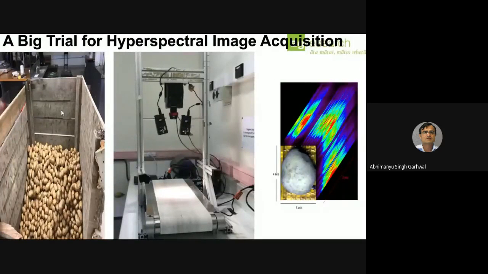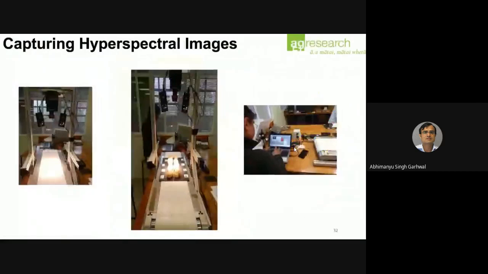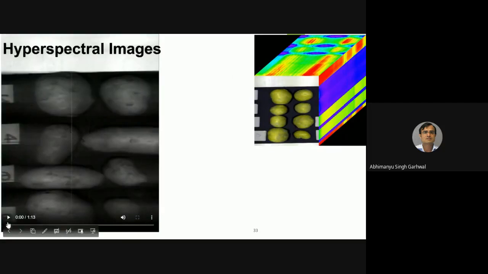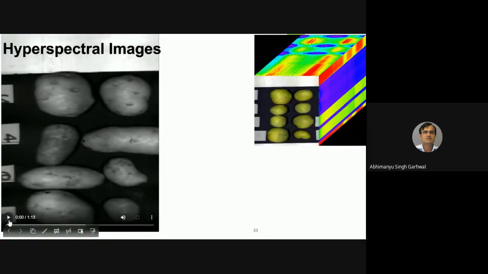This container full of potatoes was half empty after the experiment was done, and then I realized I had to take pictures, so it's too late. And this is the hyperspectral imaging system, and this is the hyperspectral image of the potato. So there's the actual trial, some photographs. Now, we captured the hyperspectral images at 235 wavelengths, so this is a video showing how these display.